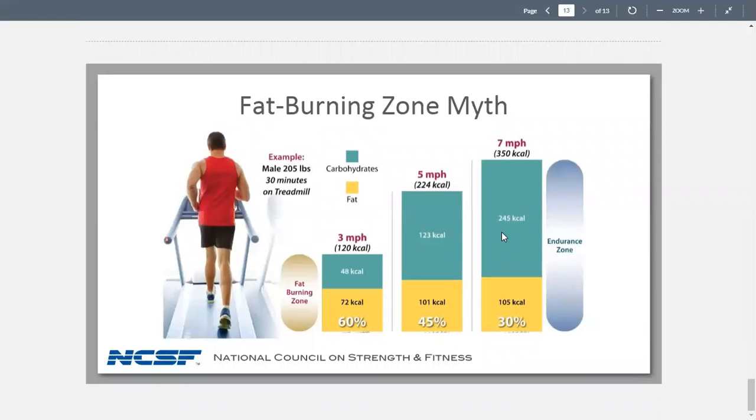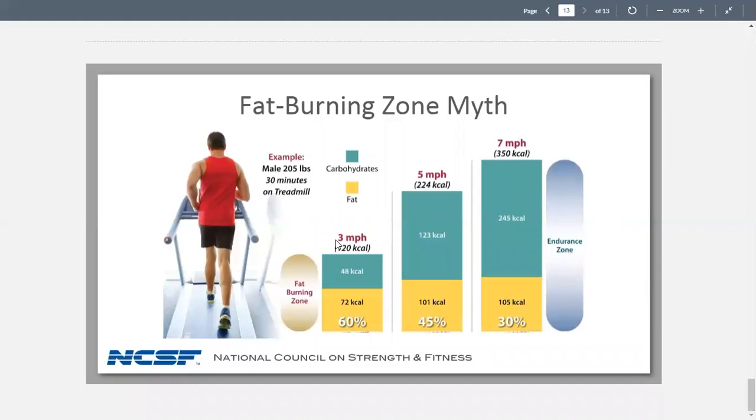So the fat burning zone myth. What was known as the fat burning zone basically means that you're walking 3 miles per hour. You're just walking at a normal pace, and that was perceived to be a fat burning zone. Basically, what the myth means is that you're not actually going to be burning the most fat, or you're not going to be burning that much at all.